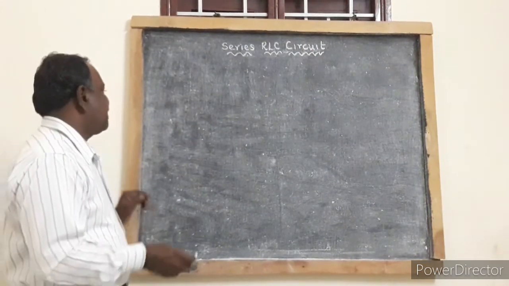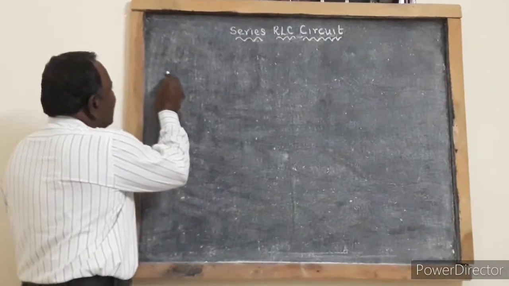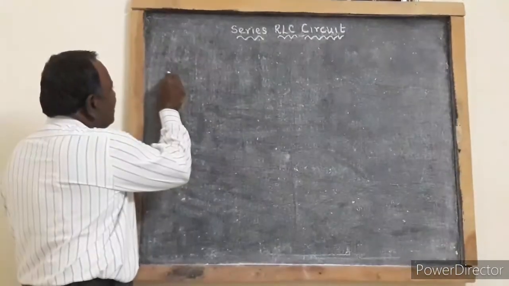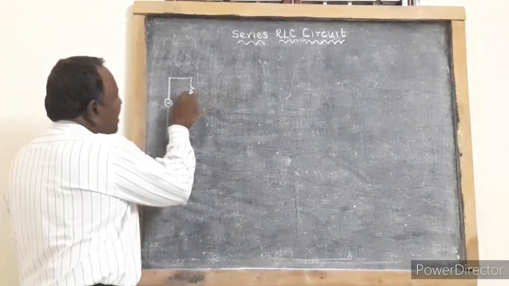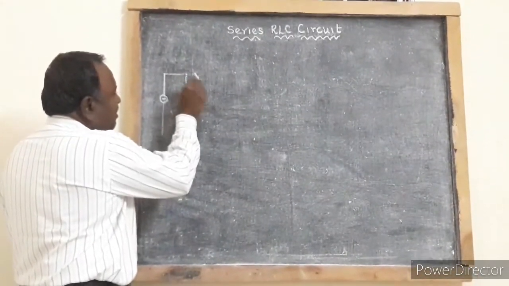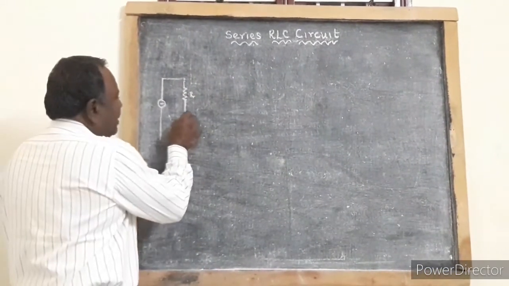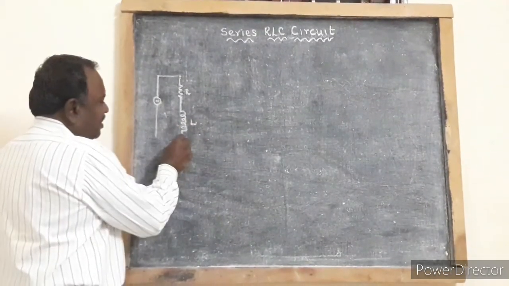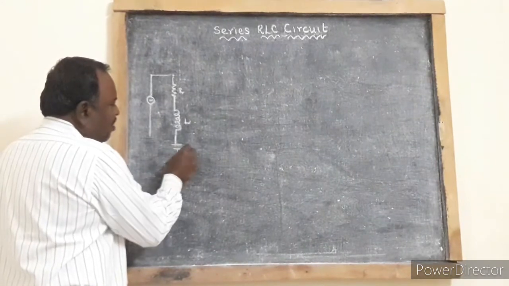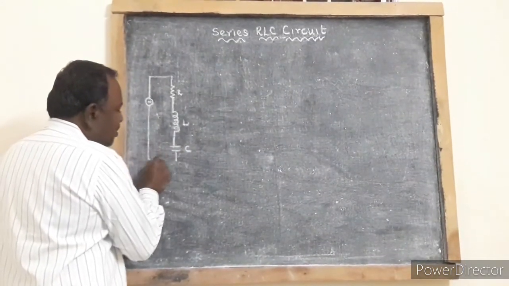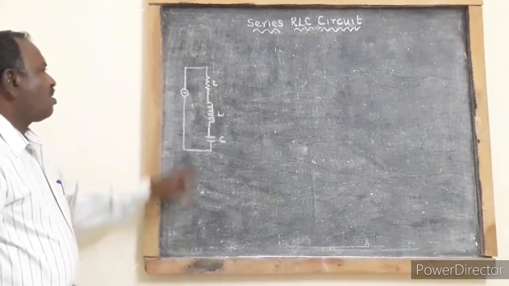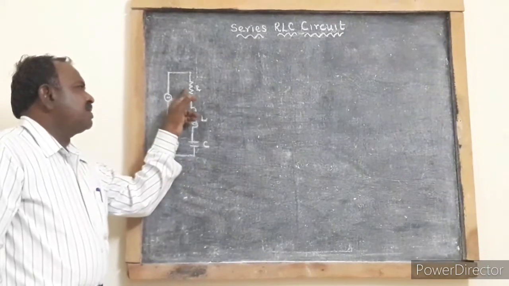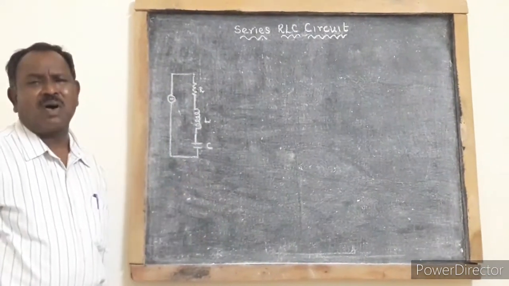So let us consider an AC circuit connected to a resistor, inductor and a capacitor. So we are having resistor of resistance R ohm, inductor of self-inductance L and a capacitor of capacitance C. All the three components are connected in series. So resistor is offering resistance R ohm.